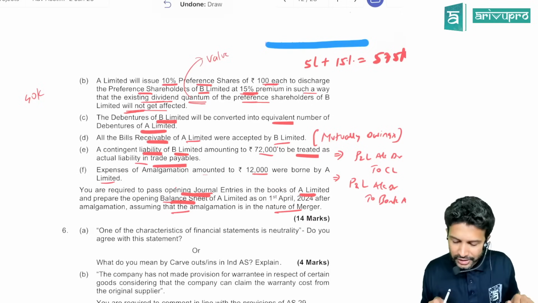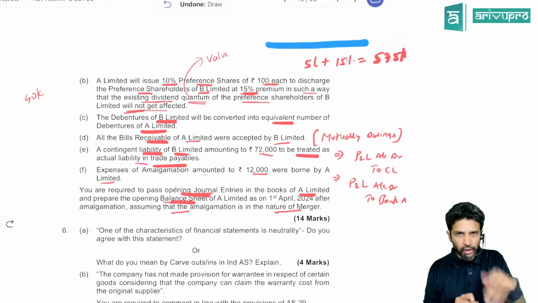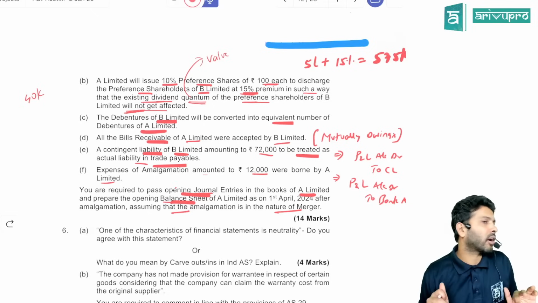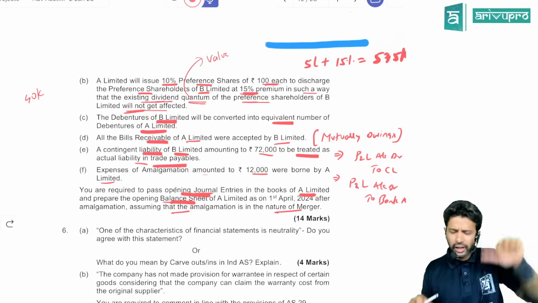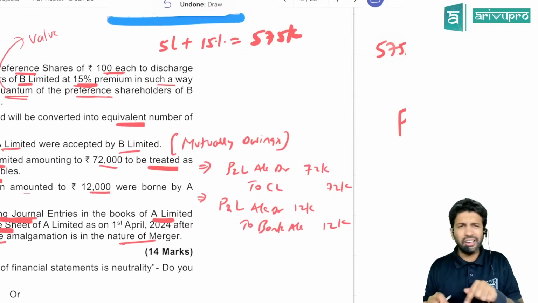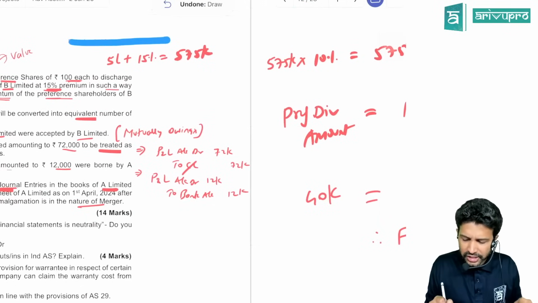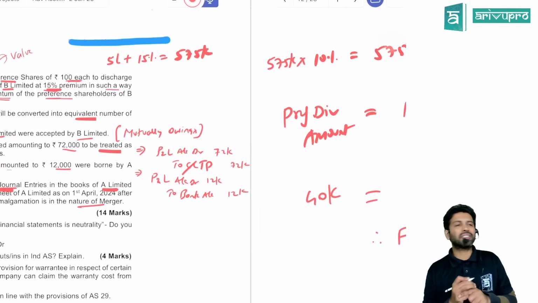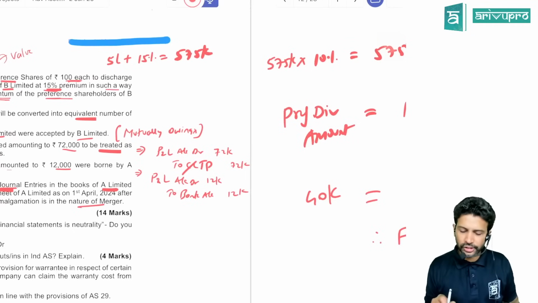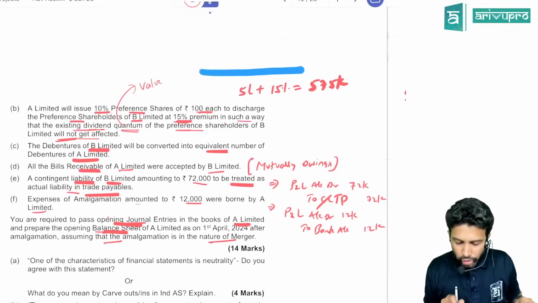So under merger method, one liability you have to take over. What is the journal entry for the liability? A Limited has to take over one liability and record it. So what do we use? P&L account debit to contingent liability account. In fact, they are asking you to treat this as contingent liability or as part of trade payable. That means instead of contingent liability, you can pass it as TP, trade payable. So this is a journal entry for how much value? 72,000.